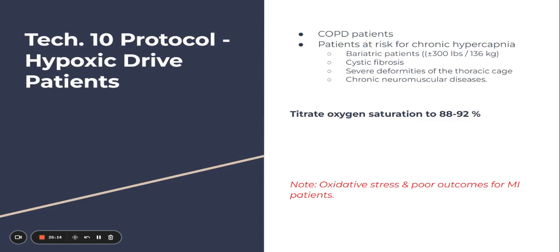Our hypoxic drive patients at risk for chronic hypercapnia. These are our bariatric patients, so around 300 pounds. Our patients with cystic fibrosis. Our patients who have severe deformities of the thoracic cage, so like what was called pectus excavatum. And then we have our chronic neuromuscular diseases. Again, this has to do with our chest wall movement. These are our patients that we're titrating to 88 to 92%.